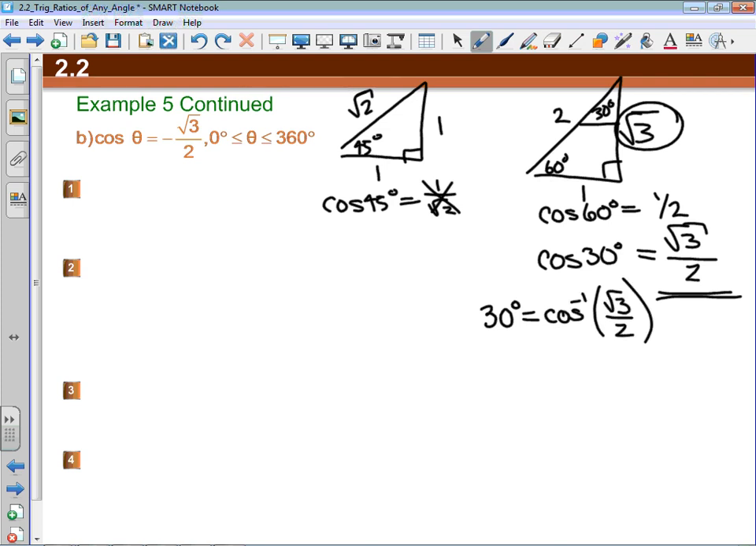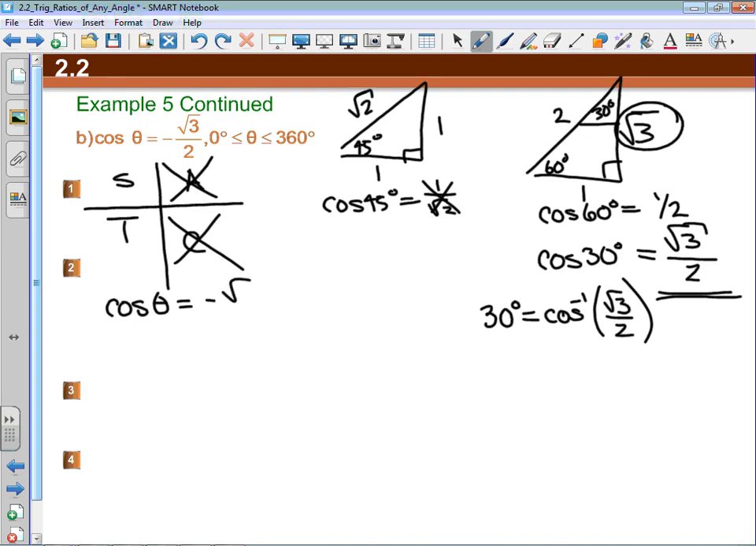So, using our technique now, step 1 is to identify what quadrants it's in. Because cos is negative, it cannot be in quadrants 1 or 4 because the cos of the angle is positive. My second step is I'm going to say if cos theta is equal to negative root 3 over 2, then the cos of my reference angle is equal to the absolute value of negative root 3 over 2.